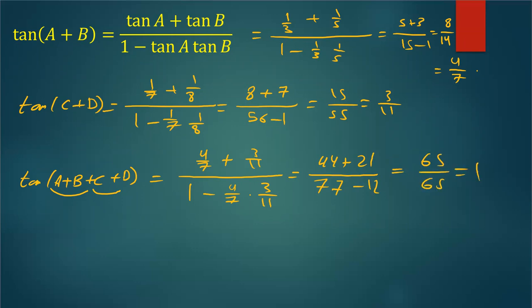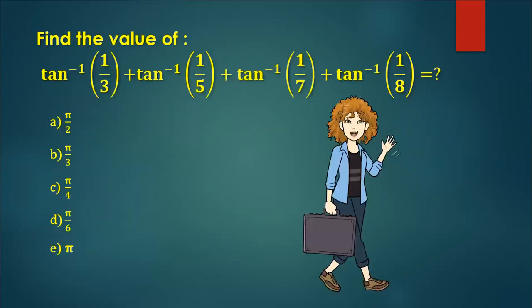So since the tan of this angle is 1, that means the angle, what angle has a tan of 1? Remember? It's pi over 4. So the answer should be pi over 4.